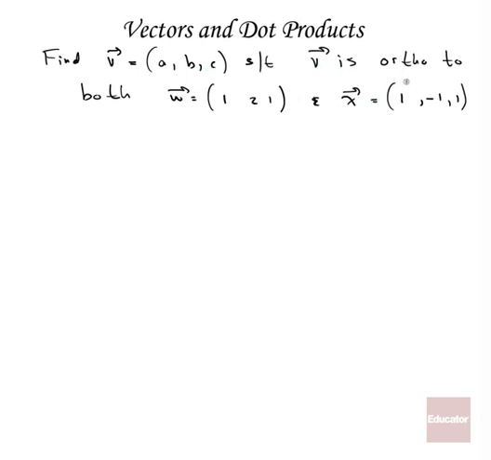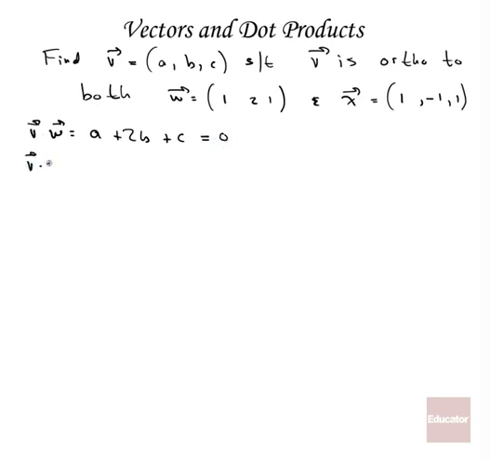Well, we know what orthogonal is. Orthogonal means that v dot w is 0, and v dot x is also 0. So let's just use that definition, write out some equations, and see what we get. v dot w is a times 1 is a, plus b times 2 is 2b, plus c, and we know that that's equal to 0. I've used the definition of dot product, and I've written out a linear equation: a plus 2b plus c equals 0.